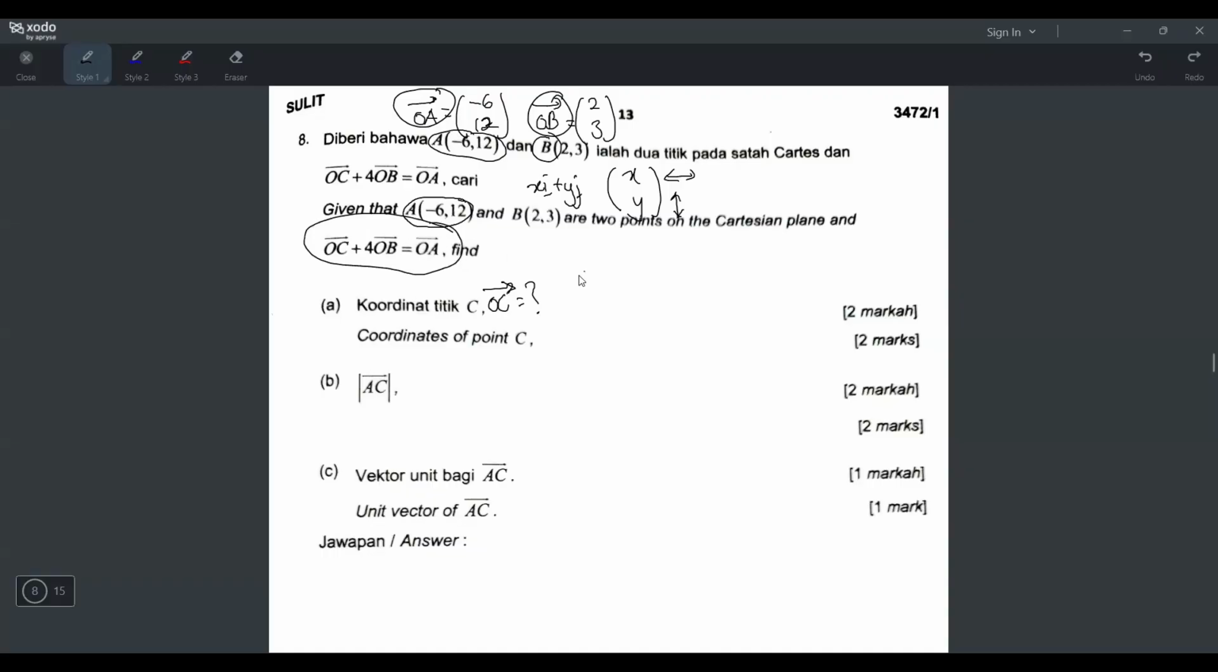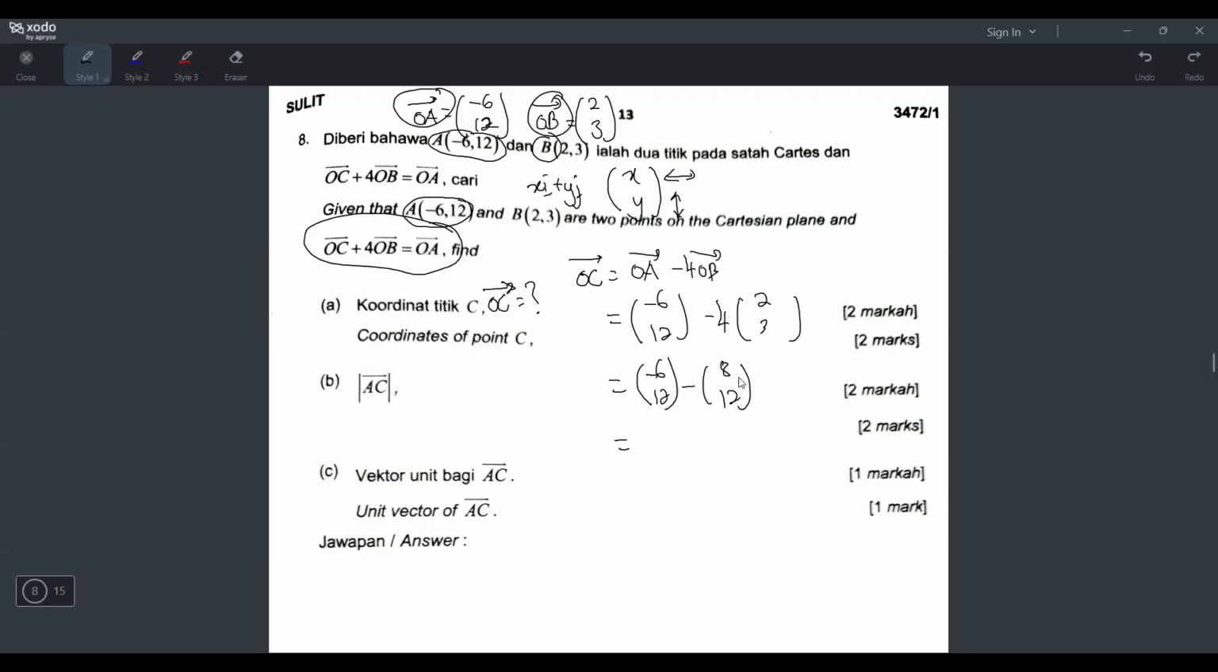Use this information. They already said OC equals to what? Straight away pindah lah. OA plus 4OB, straight away pindah, minus 4OB like this. So now you can just put in the vector OA, which is (-6, 12), and then minus 4 vector OB, which is (2, 3), right? And now you have to take the 4 times. So when you take 4 times 2, you get 8. 4 times 3, you get 12. Minus, this one is (-6, 12).